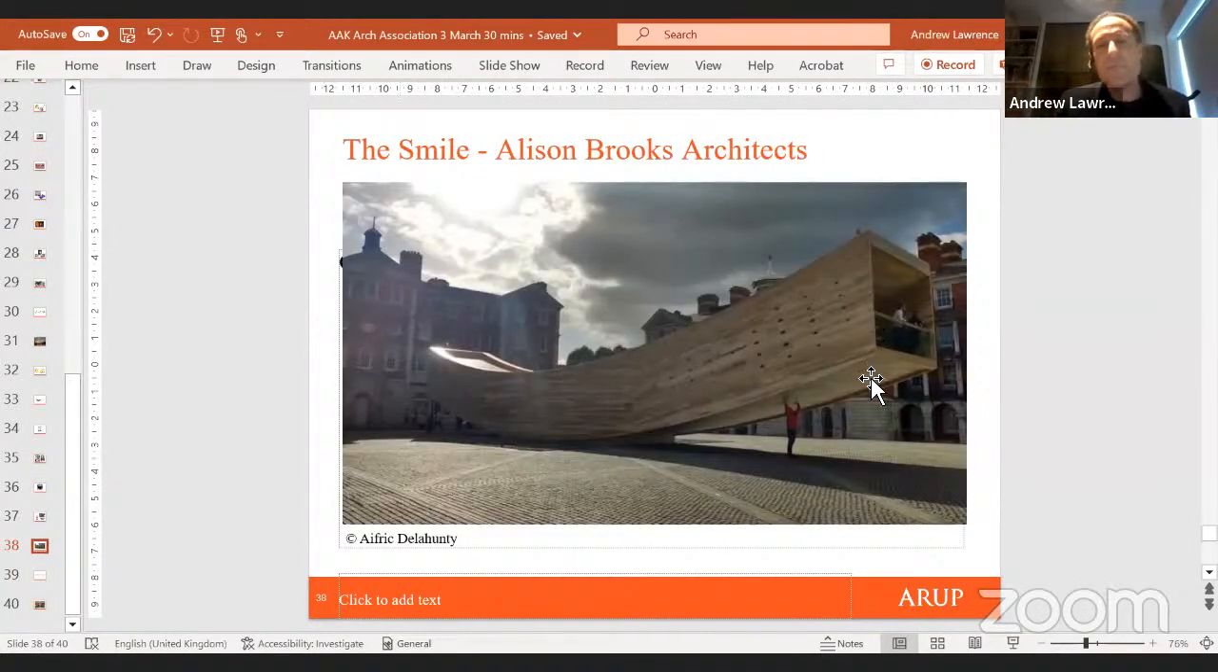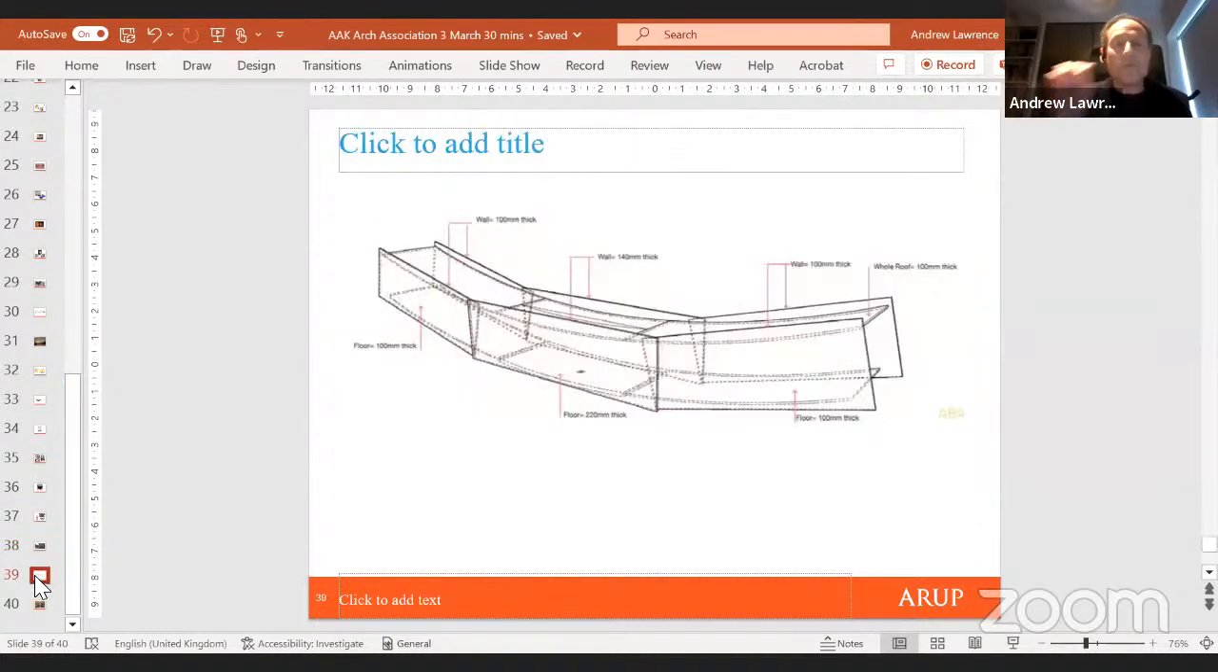And I show you this. This is probably my favorite project. We did this with a wonderful architect, Alison Brooks. This was the first structure in the world made of large hardwood CLT panels. And the reason I wanted to show you this is that the geometry entirely grew out of the size of CLT panels which we could make and the size of CLT panels which we could transport.